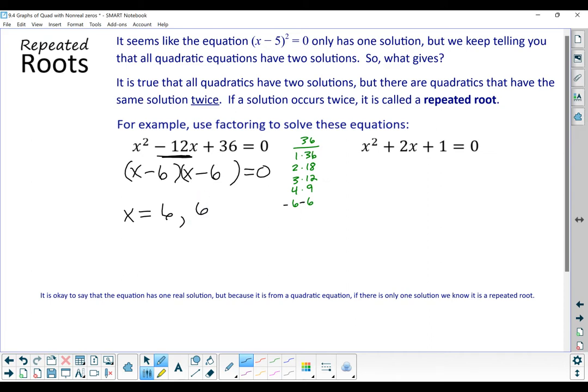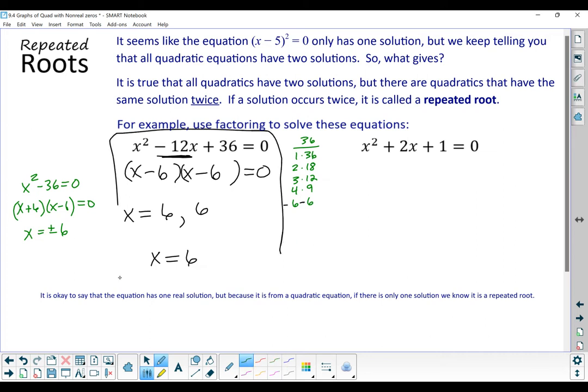They're the same. When it's the same number for both of the answers, you don't have to list it twice. You can just say x equals 6. Now, please note, this is different than the quadratic x squared minus 36 equals 0. That one factors as x plus 6 and x minus 6, with a 0 middle term where we have a positive and negative 6. This is different than that.